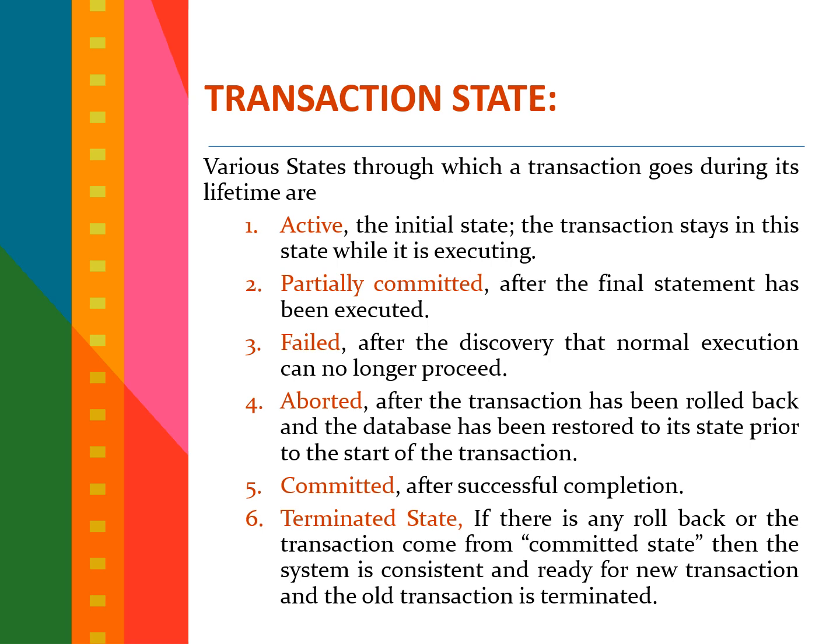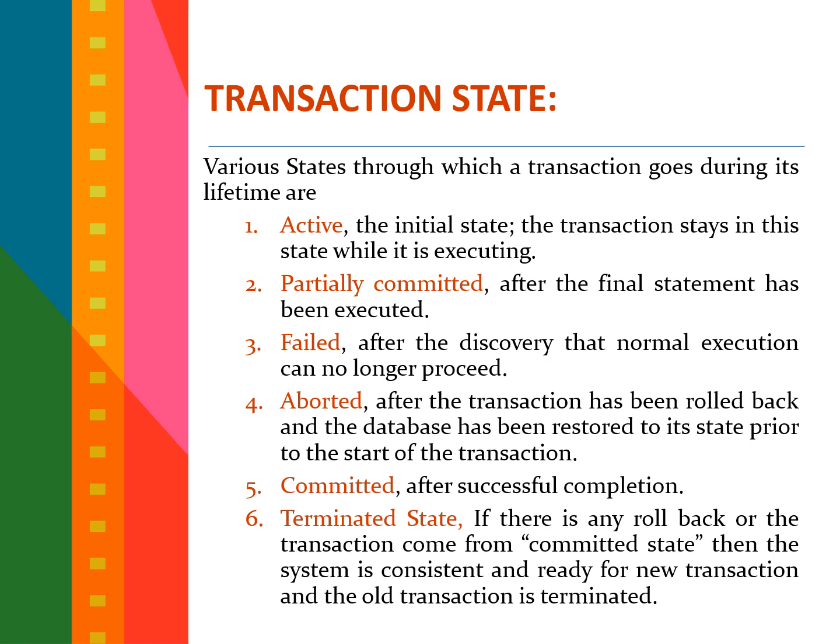So what is this partially committed state? Partially committed state is the state after the final statement has been executed. After the completion of all the read and write operations, the changes are made either in the main memory or in the local buffer. If the changes are made permanent on the database, then from this partially committed state, it will change to the committed state. If any error occurs, it will go to the failed state. So from partially committed, it can move either to the committed state or to the failed state, depending upon whether any error occurs or not.